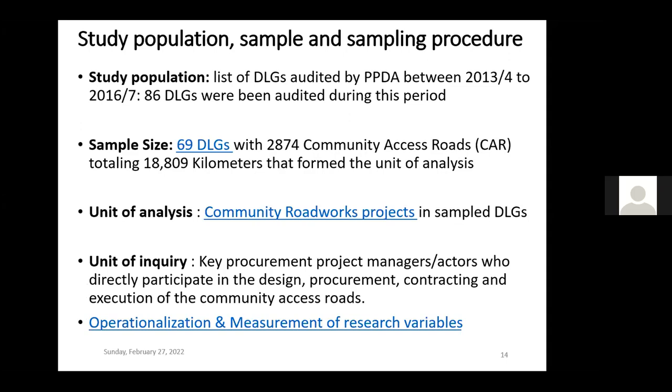Chair, the roadworks projects in district governments are measured in terms of kilometers because they undertake periodic maintenance. That's why they measure the output in the kilometers. And the unit of analysis, we are looking at these community roadworks projects that have been worked on in the 69 district governments over that particular period. And we are setting out to inquire the understanding of this particular aspect from the key procurement project managers and actors who directly participate in the design, contracting, and execution of community access roads.